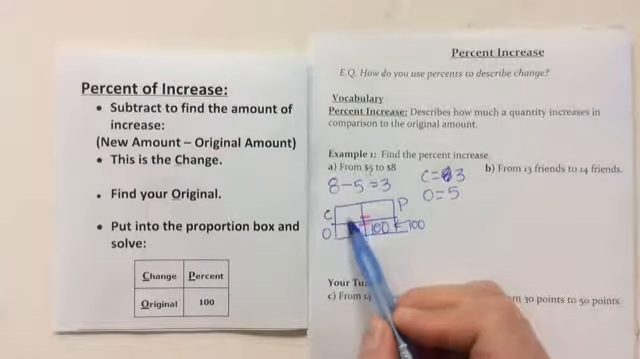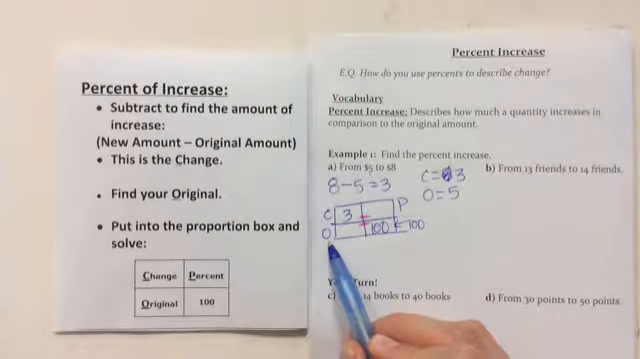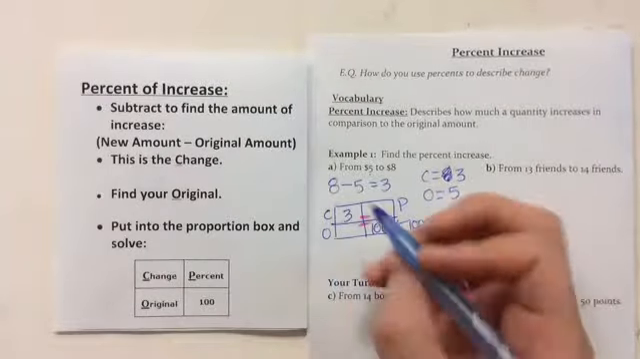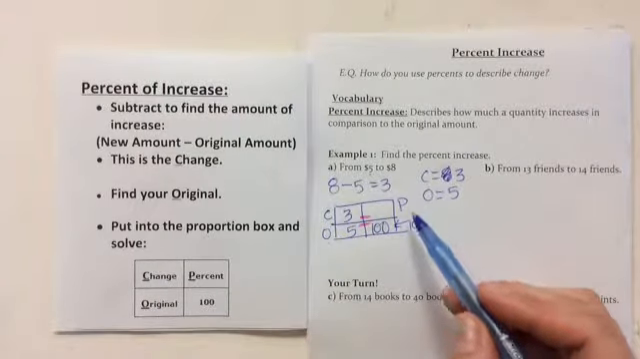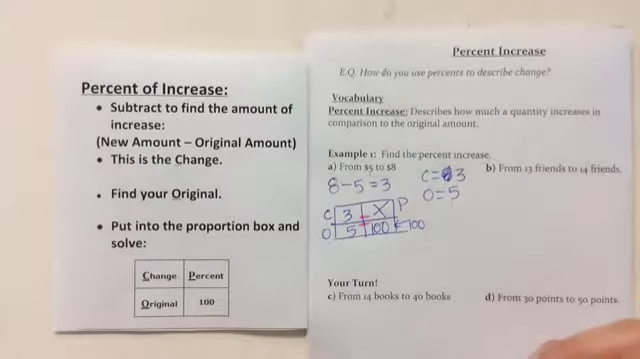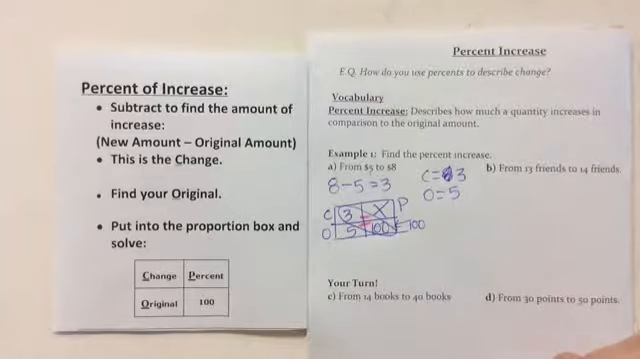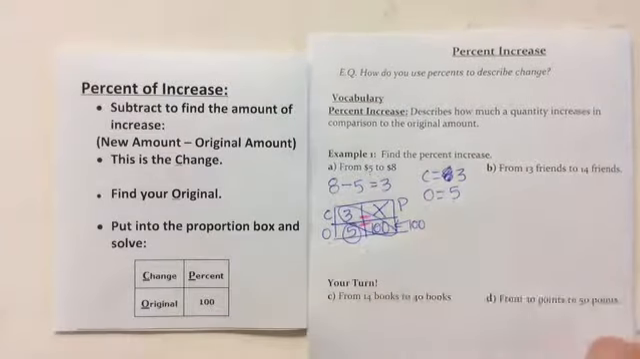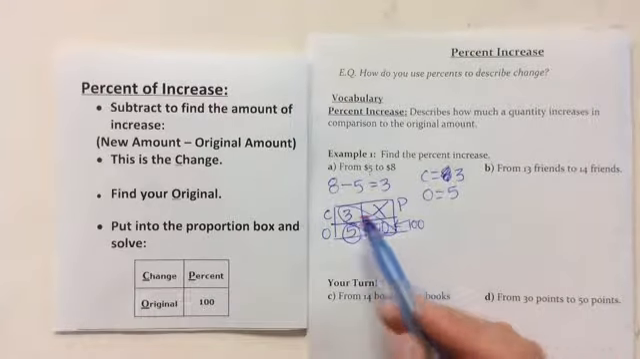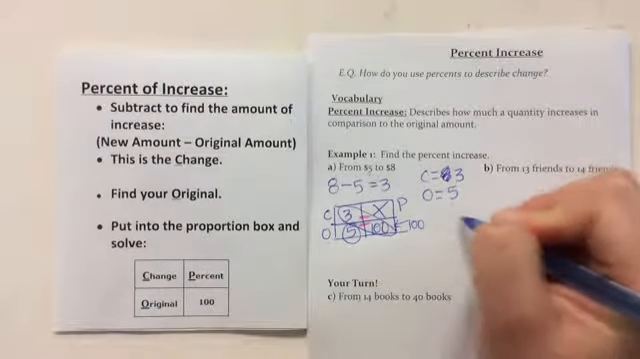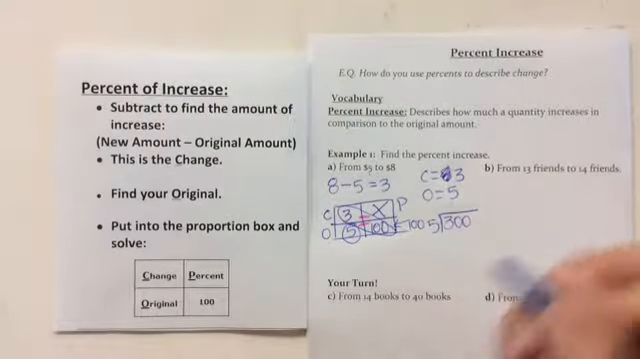So, how much was your change? Change was 3. How much was your original? Original was 5. How much is the percent? I don't know the percent. That's why I'm going to use a variable there. So you're going to cross multiply and then divide by 5. Remember, the number that you get after you multiply goes inside the house. So 3 times 100 is 300, divided by 5.